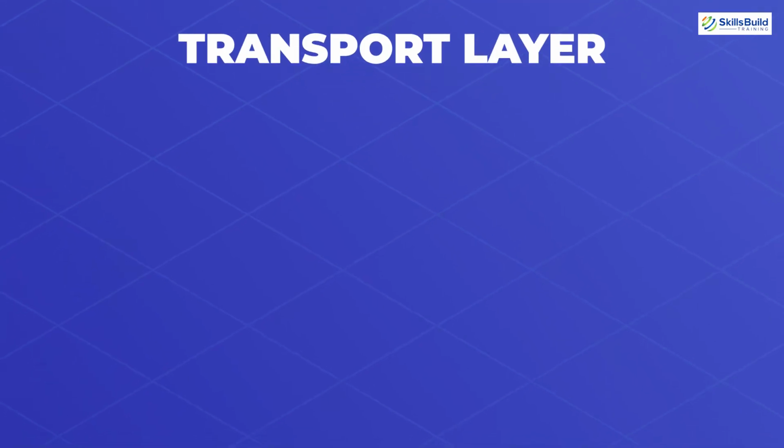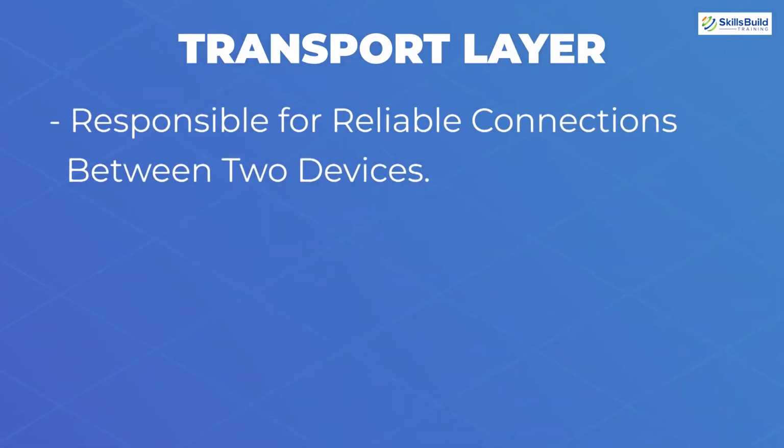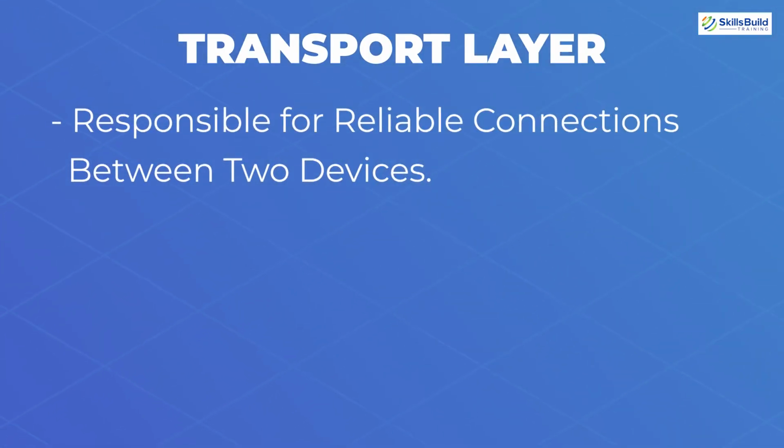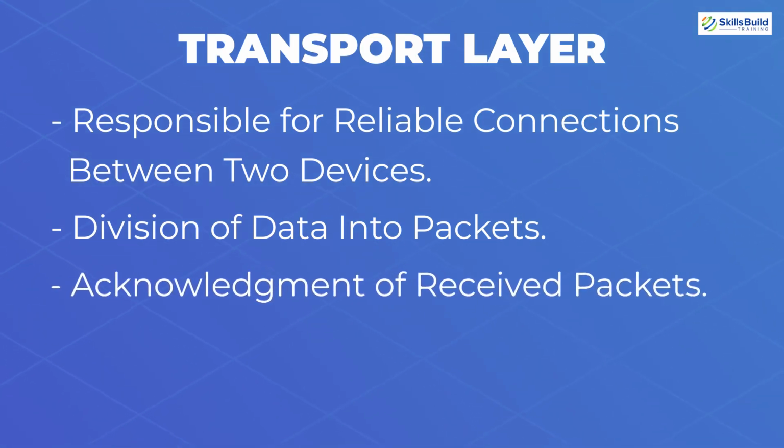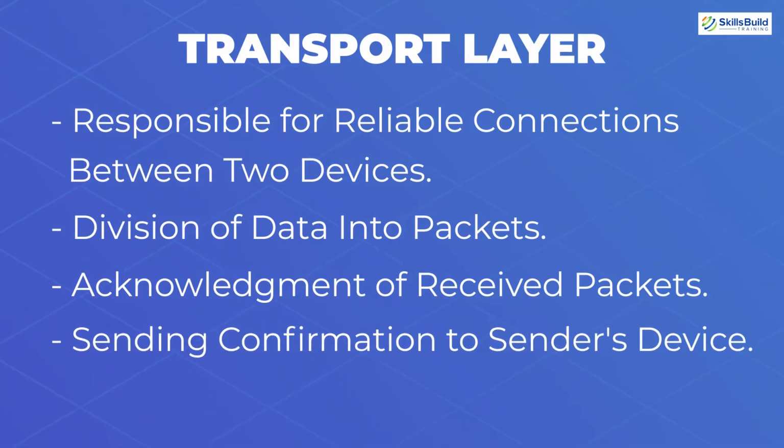Third, we have the transport layer. This layer is responsible for the reliable connection between two devices. Division of data into packets takes place here as well. It also acknowledges the packets that it receives from the other devices, and it also makes sure that other devices also acknowledge when they receive the packets.